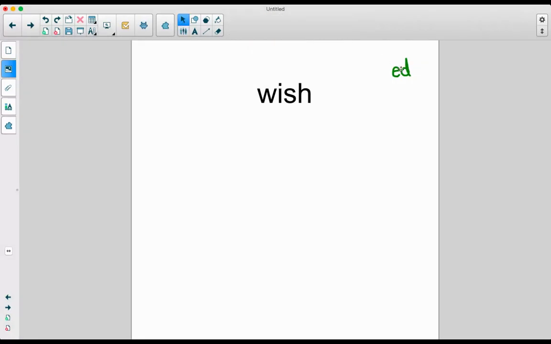Here's another word. If we look, we can see that next to the E, there's two consonants. So I don't need to double any letters. I can just say wished. Wished.